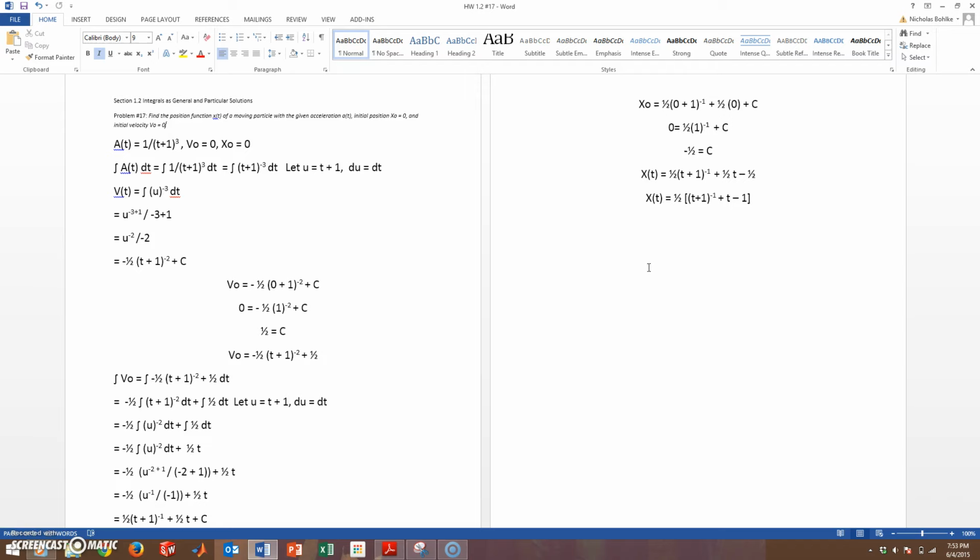We can even simplify this further and pull out the 1/2 as a common factor. So we get as our final equation x of t is equal to 1/2 times the quantity t plus 1 to the negative first plus t minus 1.